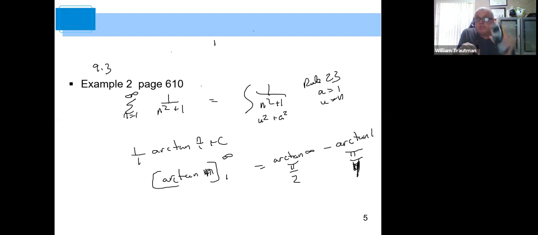One way of doing it is just type pi over 2 on your calculator and then type in the arctangent of 500 on your calculator, and you see the two numbers match up. So this is what I get. Pi over 2 minus pi over 4 equals pi over 4.